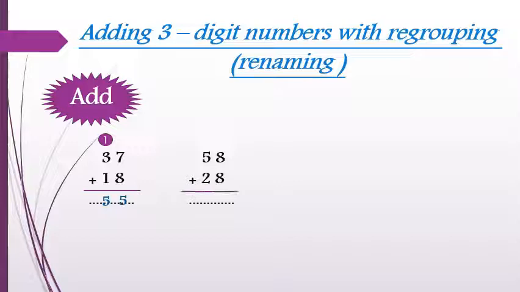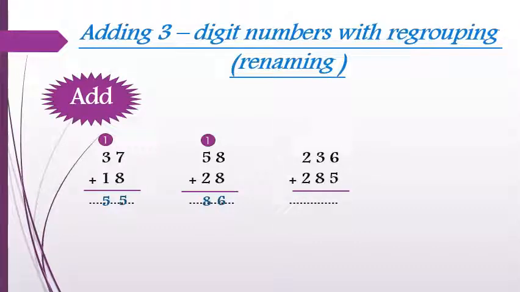58 plus 28. We start with the ones. 8 plus 8, it's double, and it's equal to 16. Excellent. So I will write 6 at the ones and carry up 1 over tens. 1 plus 5 equals 6, plus 2 equals 8. Then the result will be 86.